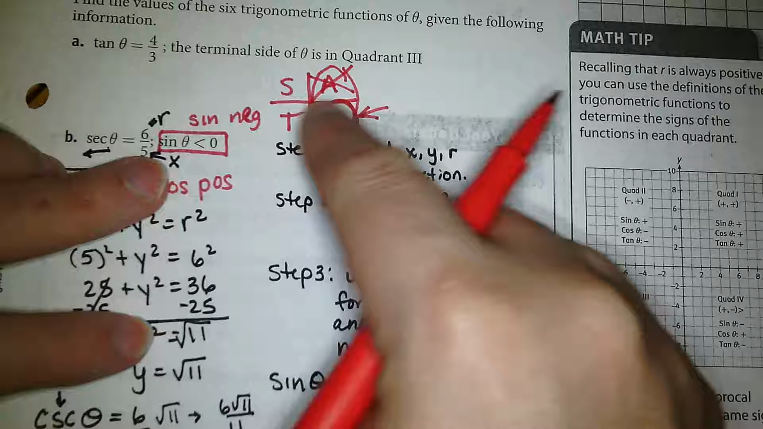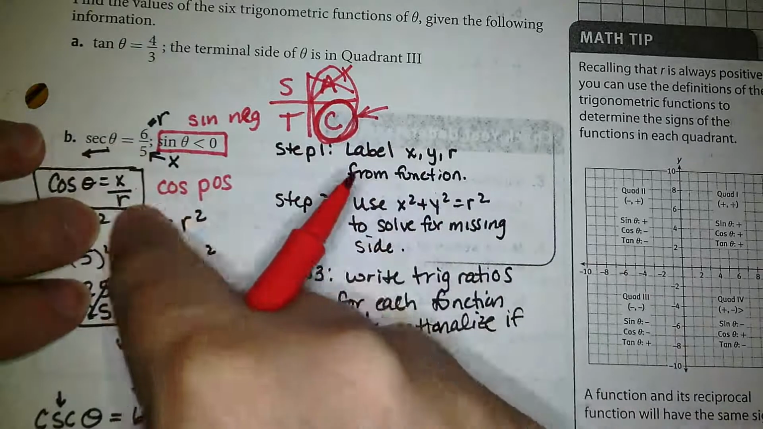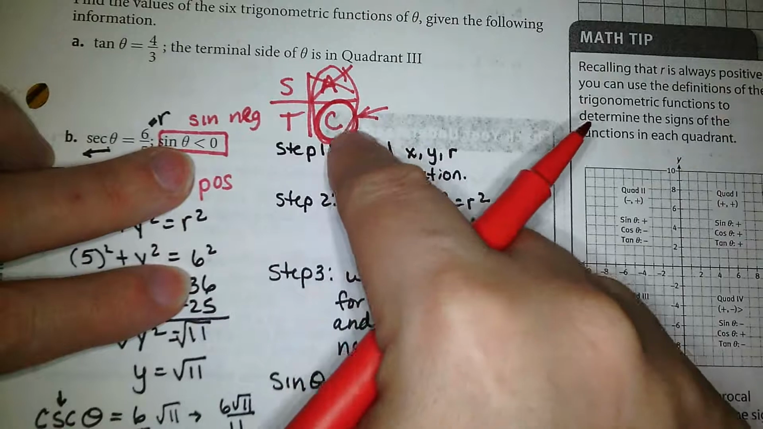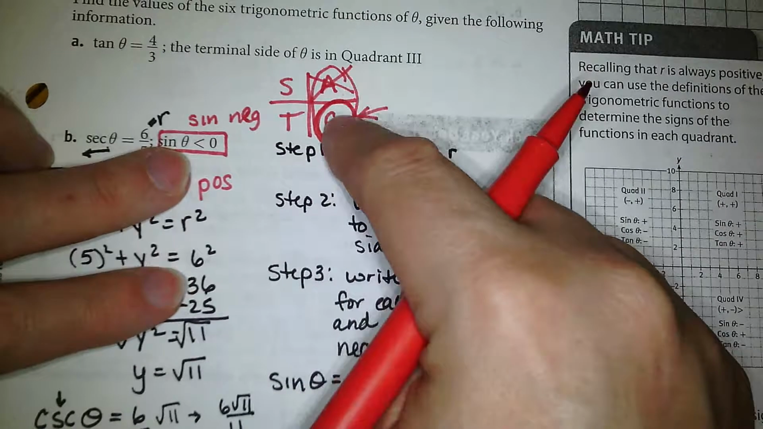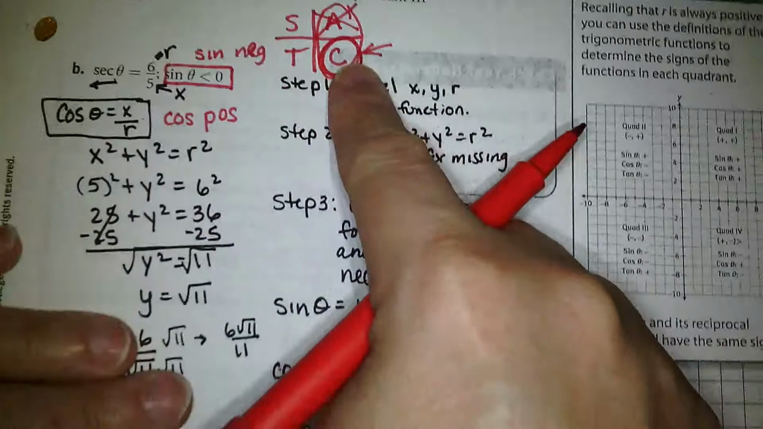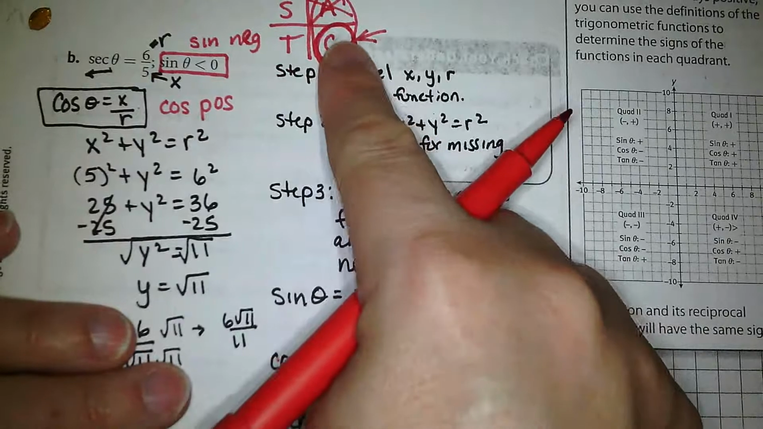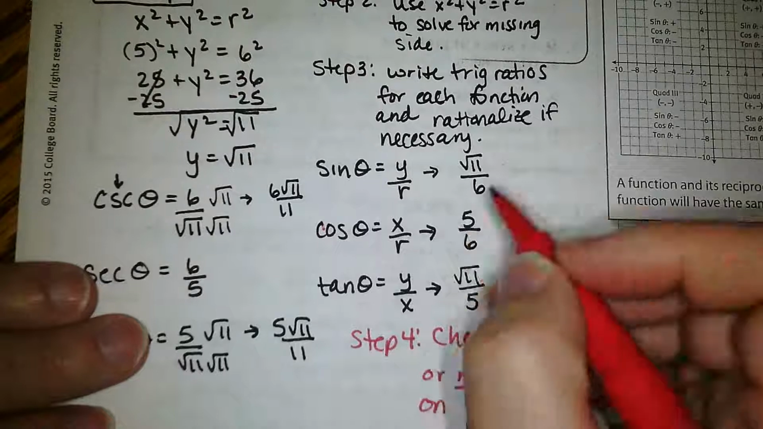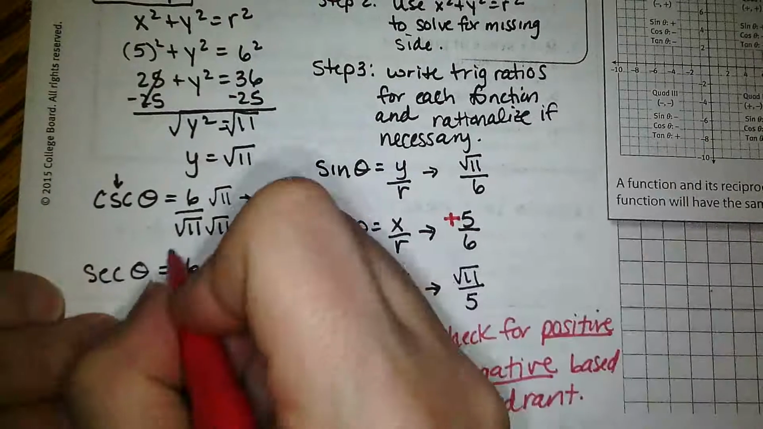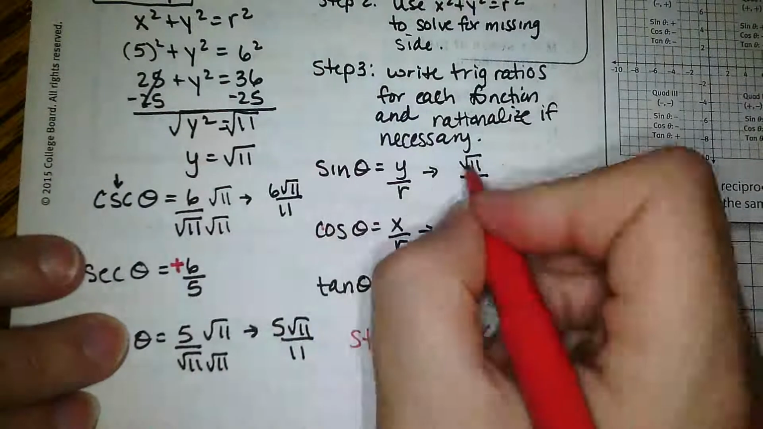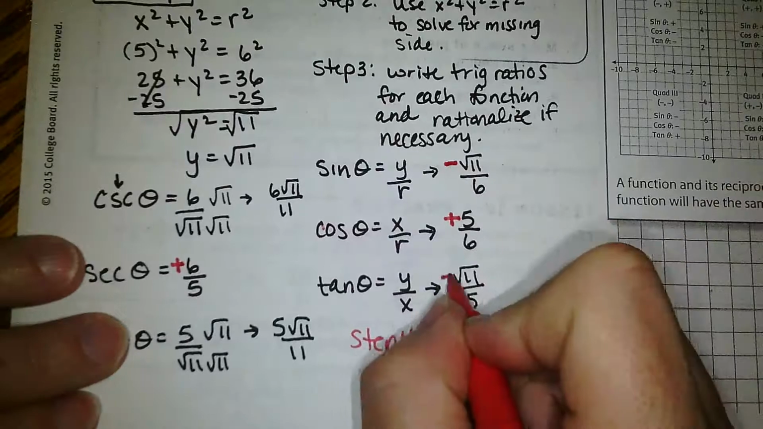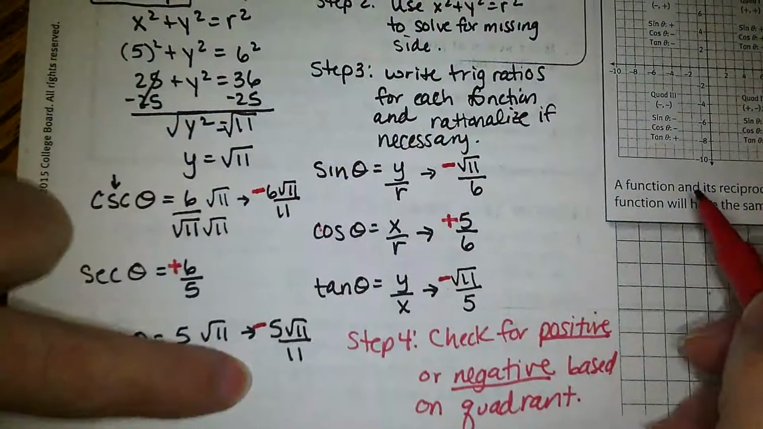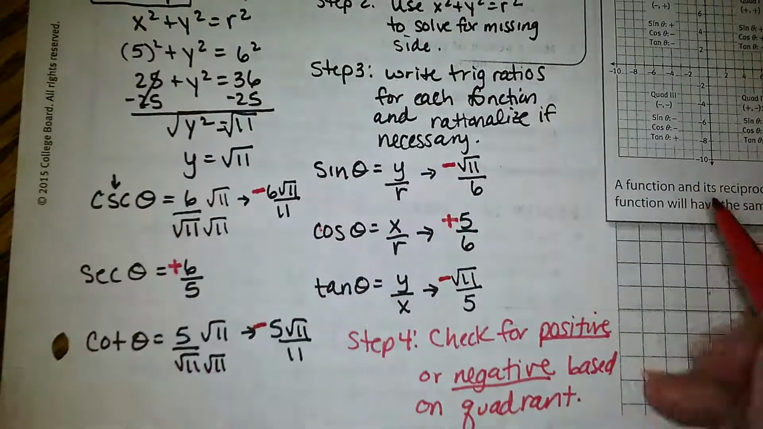Again, you know this because cosine is positive in 1 and 4, and sine is negative in 4. This is where sine is negative. Sine's positive in 1, but sine is negative in 4. So all we have to do now is make our cosine and our secant positive, and all the rest of them become negative. Negative that one, negative that one, negative that one, negative that one. All the rest of these are negative because it's a quadrant 4 angle.